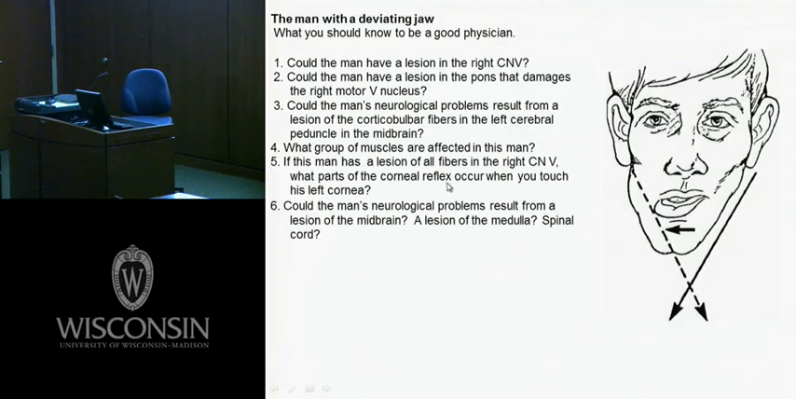What parts of the corneal reflex occur when you touch his left cornea? Okay, corneal reflex. You come in here, you touch the left cornea. Does it get in? Sure, it goes in with cranial nerve 5, and then it hooks into both motor 7s. So if you touch this left cornea, you get both a direct and an indirect corneal reflex. If you touch this cornea, you wouldn't get either.